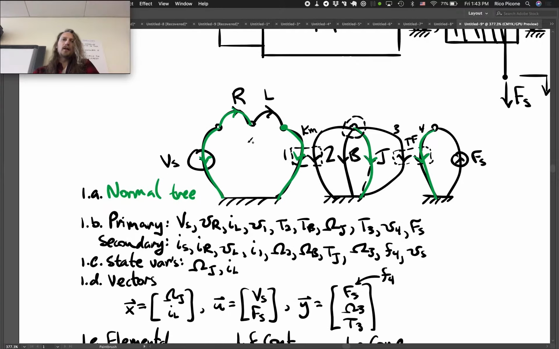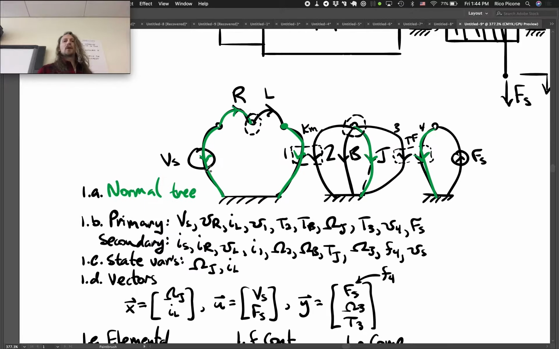So for R, it's in the normal tree. It's a branch, so we needed to do a contour. That contour works. So it says that IR, which is going into the contour, has to equal everything going out of the contour, which is IL, right? So IR equals IL.